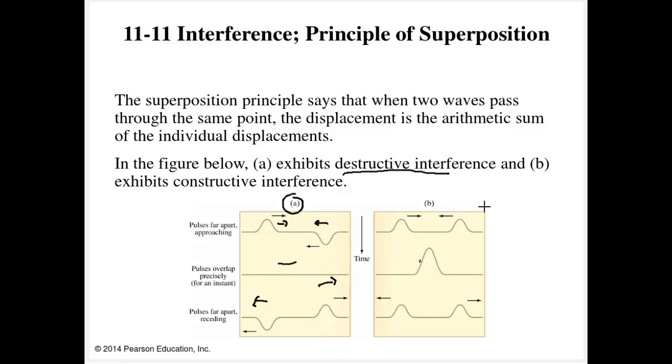If we consider two pulses that now have the same amplitude, and they're coming at each other, then at that particular second they're going to add up, and we're going to have a wave with twice the amplitude, and then the waves are going to continue about their merry way.